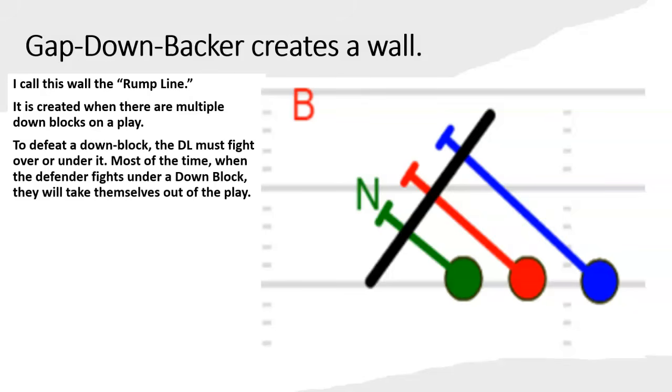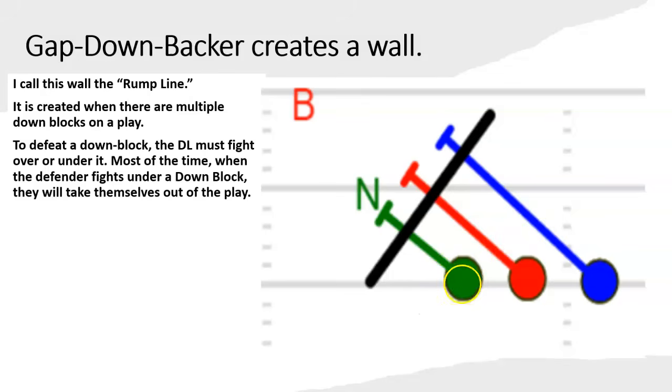To defeat a down block, the DL must fight over or under it. I mean, most of the time when the defender fights under a down block, coming under it right here, the ball's gone. You know, I read an article where it said 90% of the time. I don't know the analytics of it. I freely admit I have not done a study.